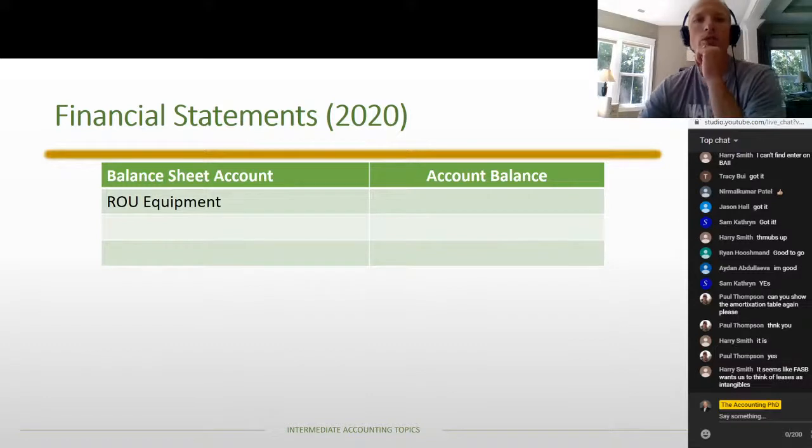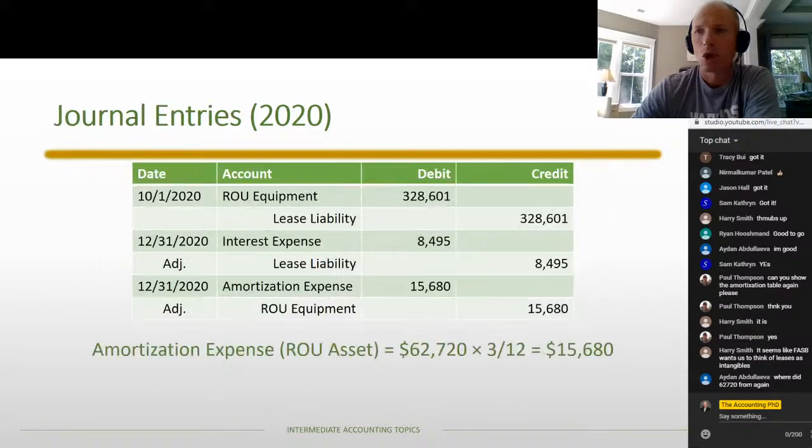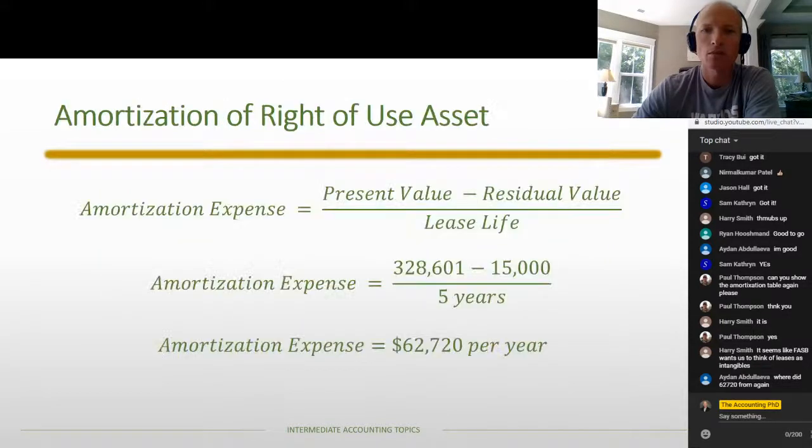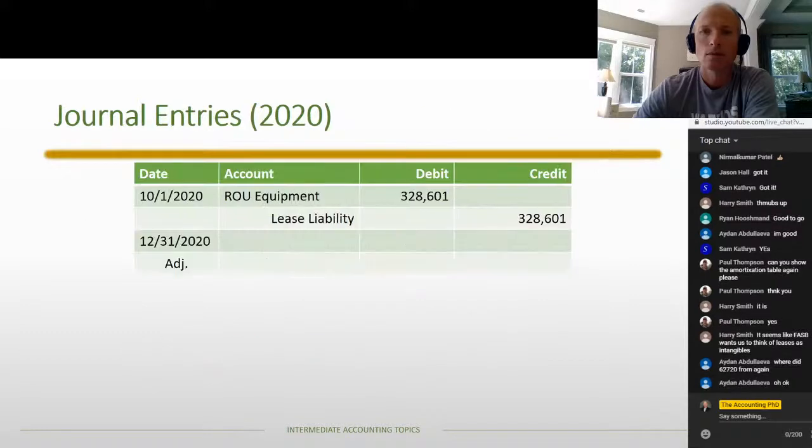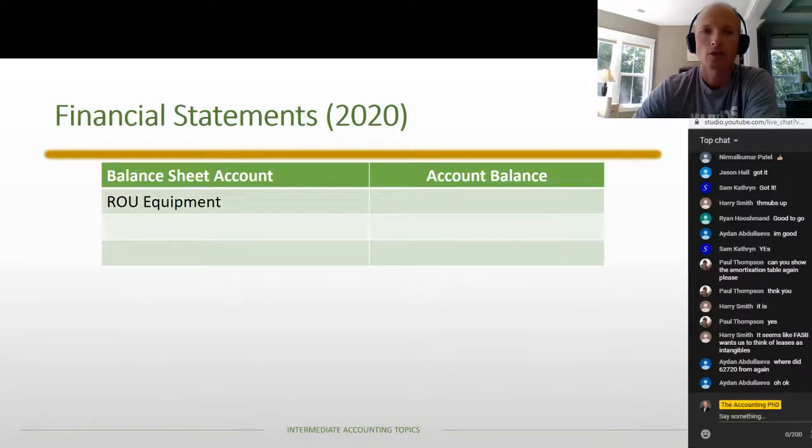So let's talk about what we would see on our financial statements. The 62, that comes from this calculation right here. So we calculated the amortization expense for the right-of-use asset. So it's just the present value minus the residual value over the lease life, which gave us an annual amortization of $62,720. All right, so on our financial statements, we would report the right-of-use piece of equipment and the balance, and also we'd report the lease liability.